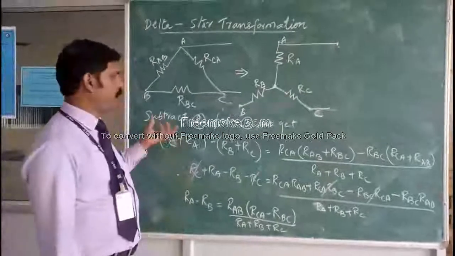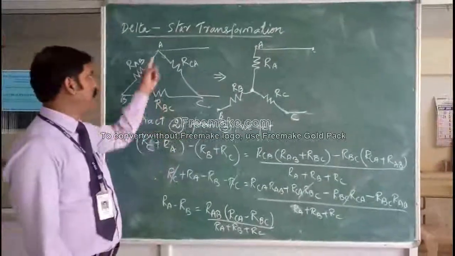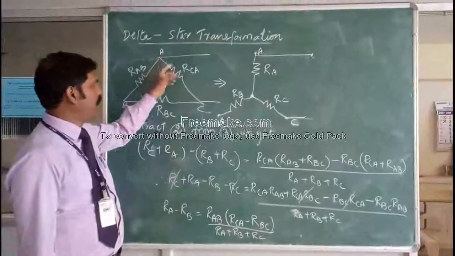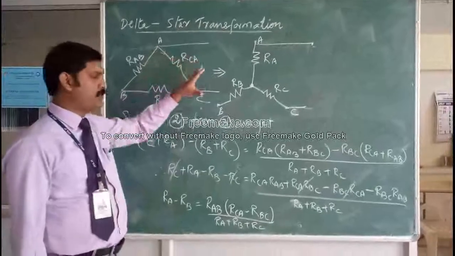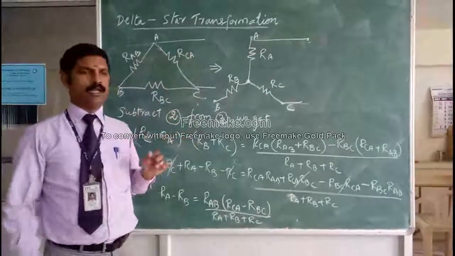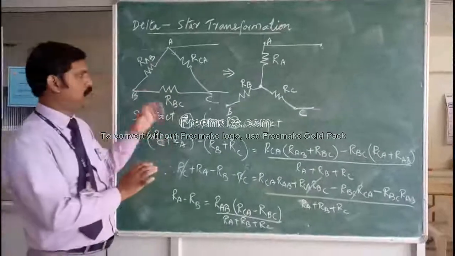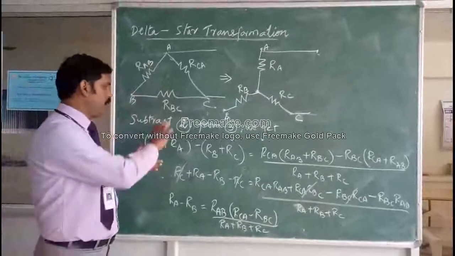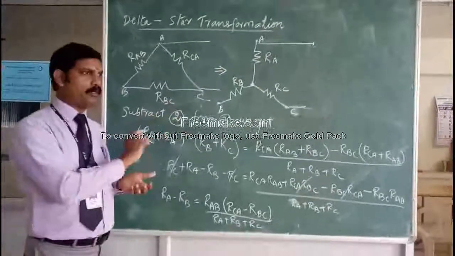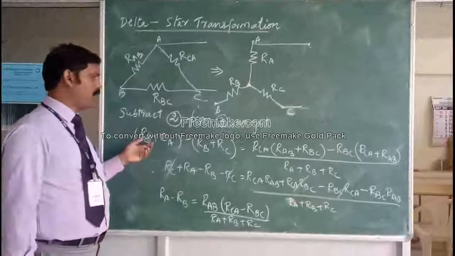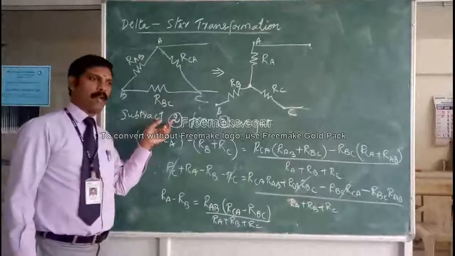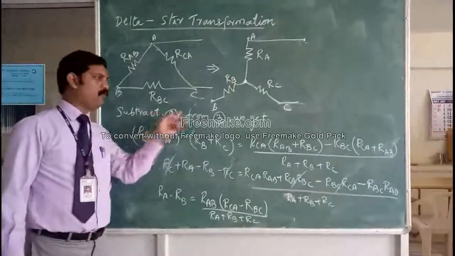So now we got three equations after finding equal values of resistance across these terminals. Now, to get the star values in terms of delta values, what do we have to do? We have to do some manipulations, simplifications. So for that, I am going to subtract equation number 2 from 3.